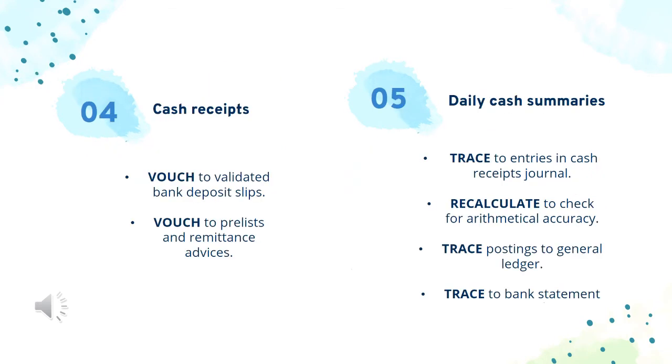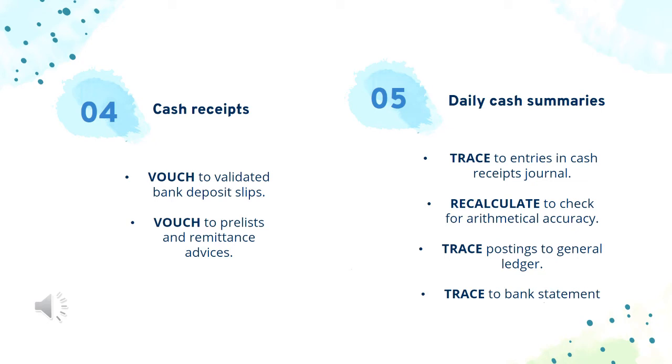Number 4 is cash receipts. For this sample, you can choose between these two samples, which is either to vouch to validated bank deposit slips. Deposit slips mean the receipt issued by your bank to its depositor. Also, you can choose to vouch to pre-list and remittance advisors.